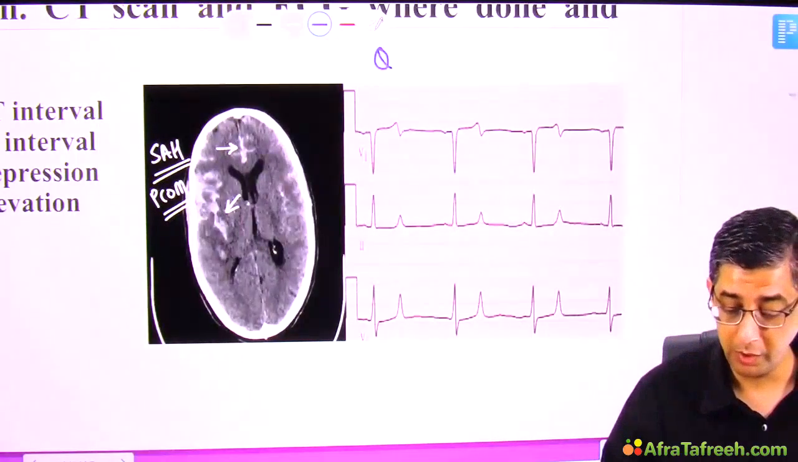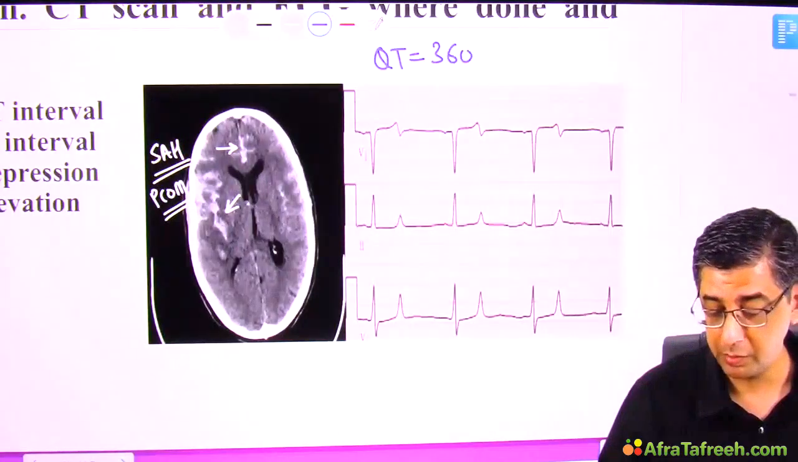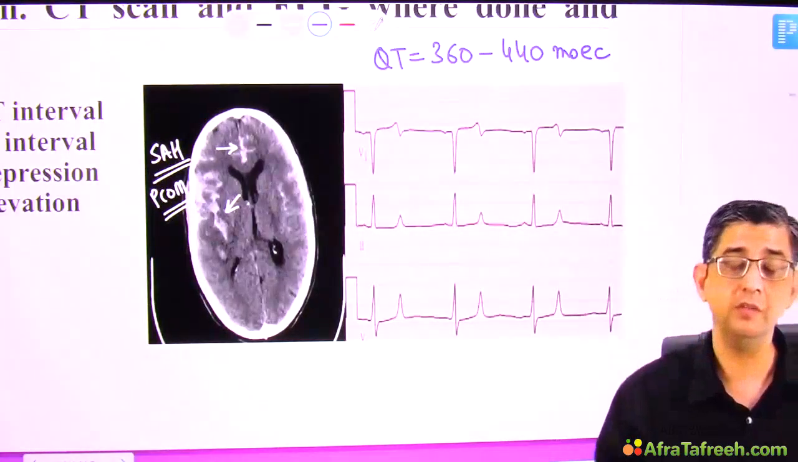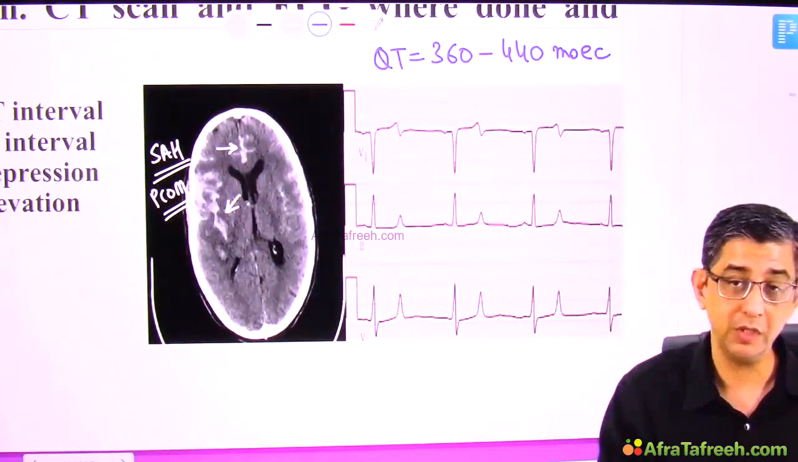Well, how much is the normal QT interval, guys? I hope you recall it's between 360 to 440 milliseconds, and anything more than 500 milliseconds is going to be grossly abnormal.